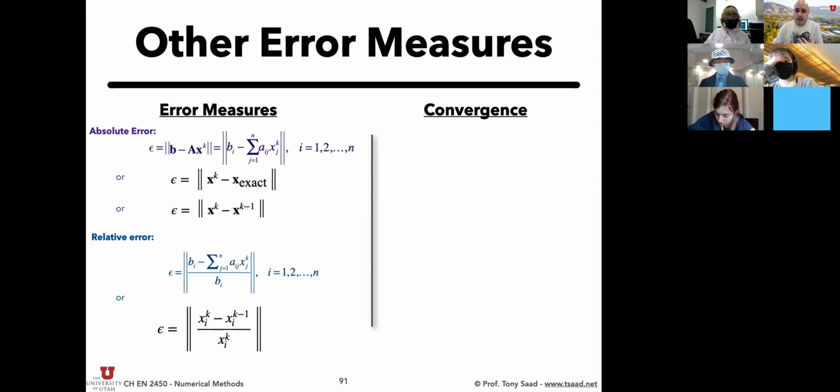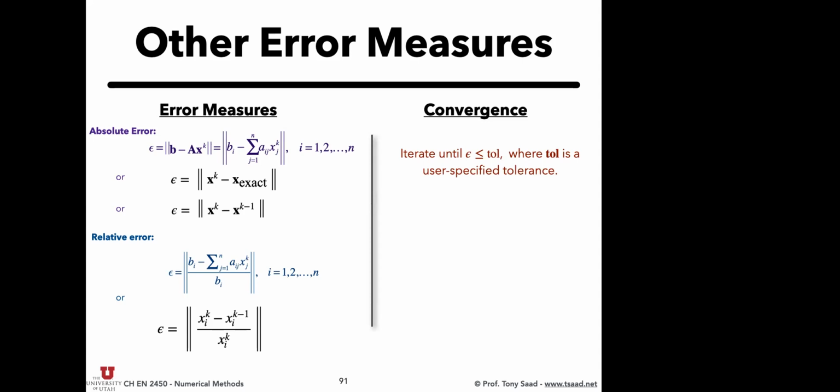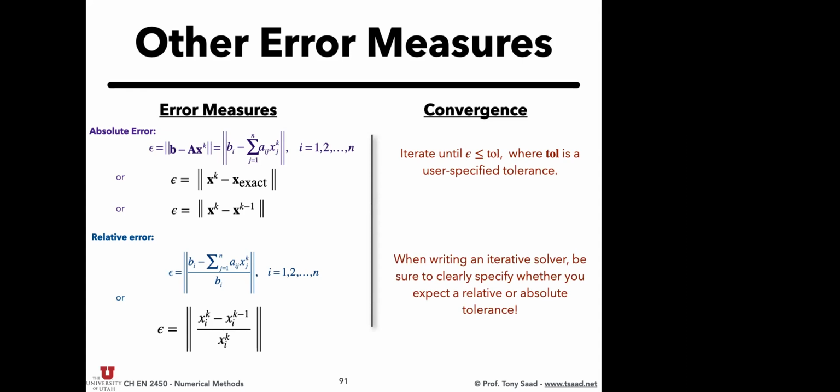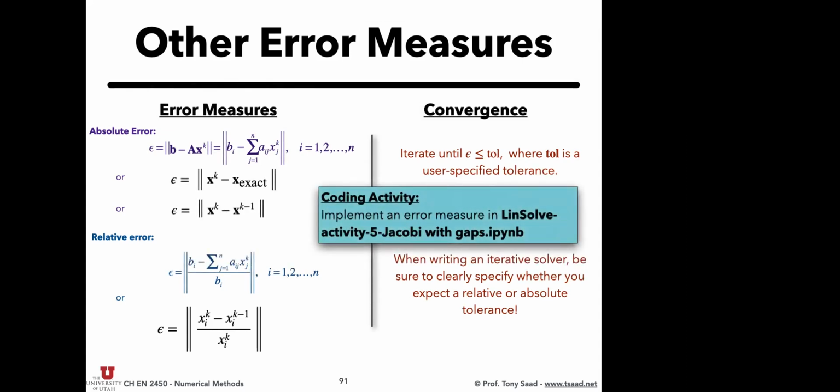So this only gives you the mechanism of how you compute the error. You compute the error in your for loop or while loop, and then you stop once your user-defined tolerance has been reached, so once your error measure is less than or equal to the tolerance. Clearly, when you're writing an iterative solver, be clear to tell the user whether to expect a relative or absolute tolerance, because this is going to be an argument that we're going to pass to the iterative solver. And you're going to do that right now.